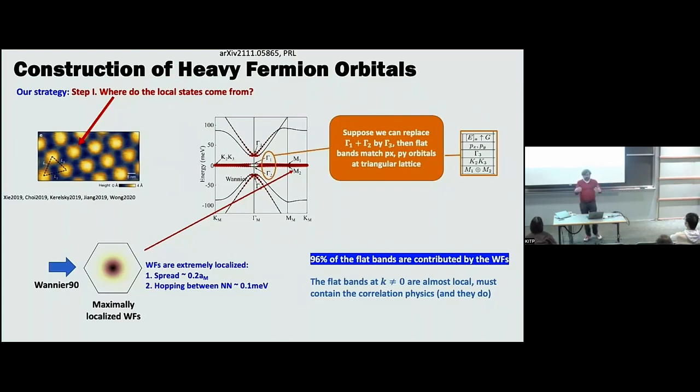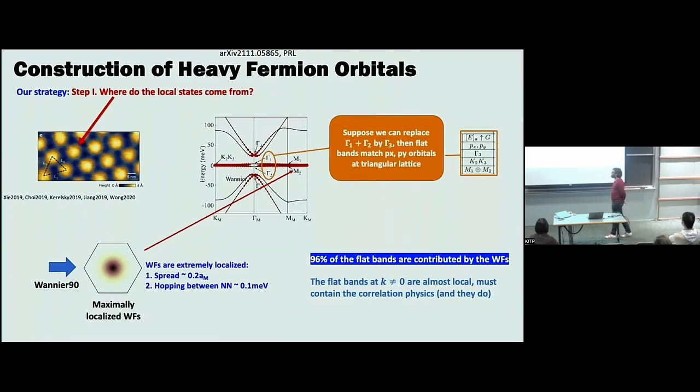I would be able to write down an atomic limit of these bands, and it would be a px plus minus i py orbital, which again by abuse of language we'll call an F orbital, at the 1a Wyckoff position, which is a triangular lattice. So what you do is you take an energy window of basically plus minus u, and you build trial states, and then you run them through Wannier90 and find the maximally localized states. And it turns out that the maximal localization is roughly 0.2 of the Moiré lattice.